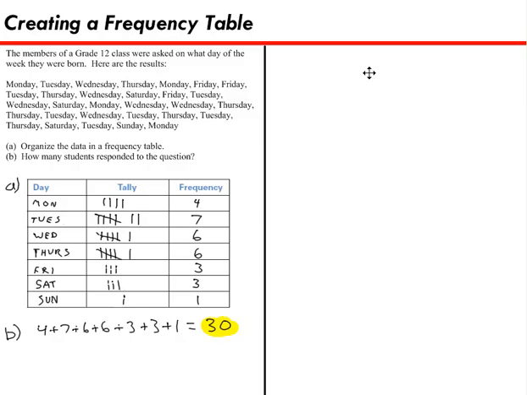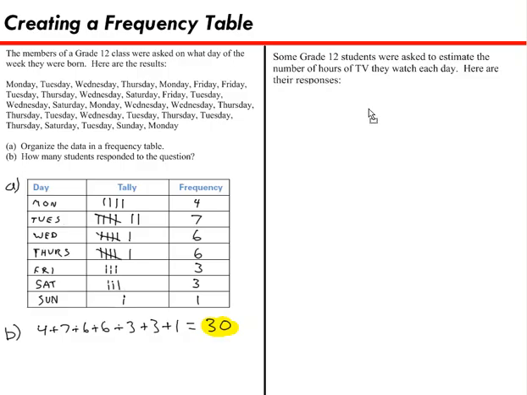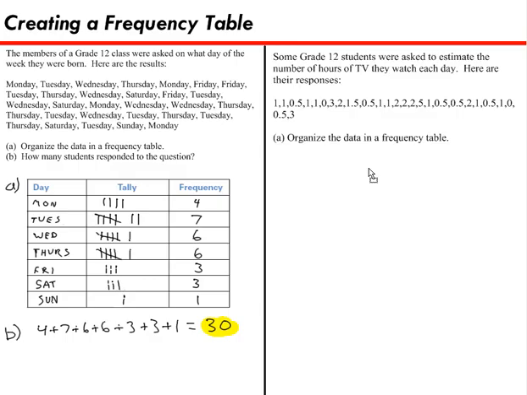All right, let's get you to try using a frequency table. Here's your practice problem. Some grade 12 students were asked to estimate the number of hours of TV they watched per day. Here are their responses. And we have a long list of random looking numbers. Not very organized yet. But in A, organize the data in a frequency table. And then in B, how many students responded to the question? So try A and B using the steps I showed you on the left, and I'll post the answer when you're ready.